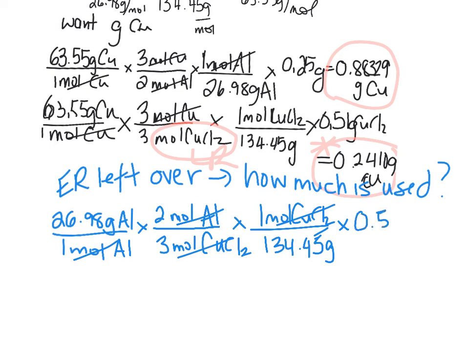0.51 grams. So the reason that I used copper 2 chloride is because I know it got all used up. So this is a way to figure out grams of aluminum used. So what is 26.98 times 2 times 0.51 divided by 3 divided by 134.45.